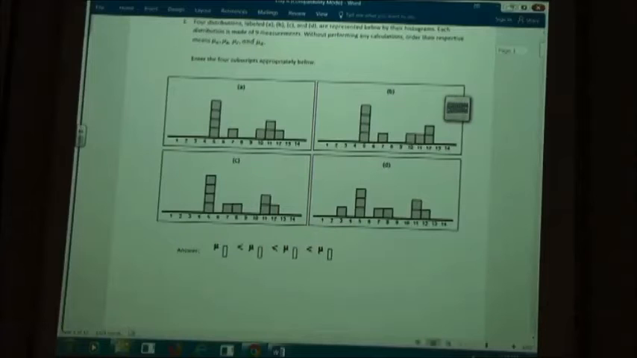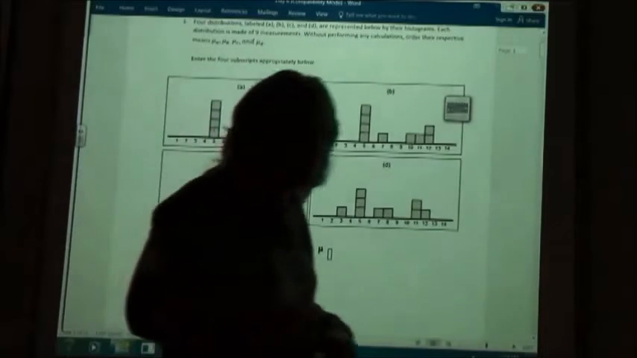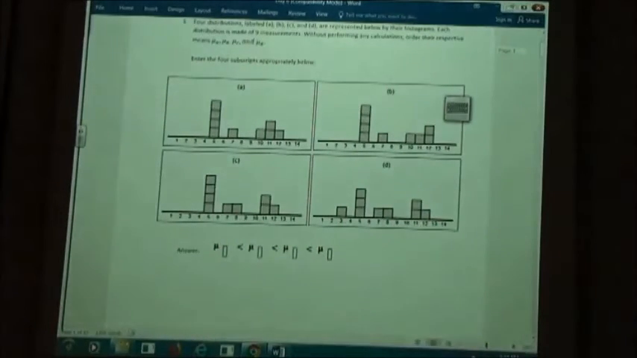All right, so if I look at those, which one of them would have the biggest numbers? The most biggest numbers. A, B, C, or D?